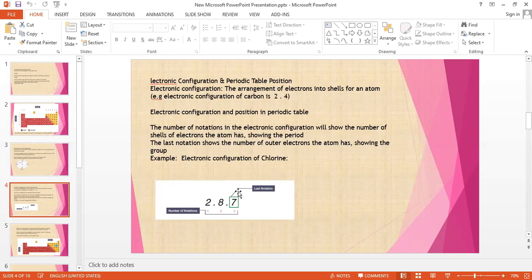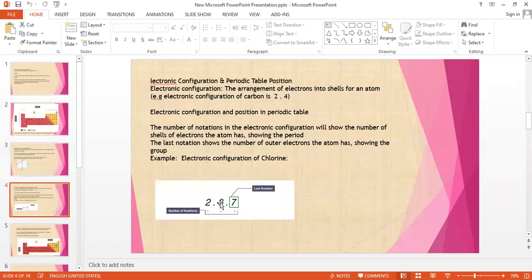Suppose the number of electrons in the first shell is 2, the second shell is 8, and the third shell is 7. So this is the last notation. There are three notations of electrons, and the last notation is 7. So the position of this element in the periodic table is group 7.